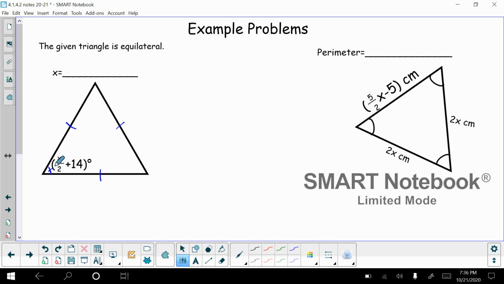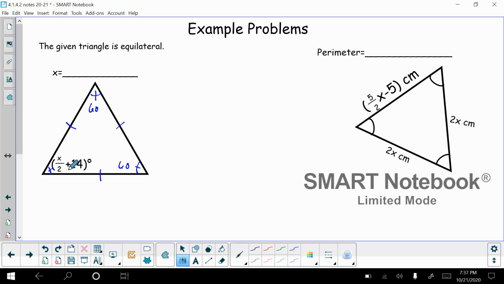So there's probably a couple of different ways you're thinking to do this problem, but I'm gonna try to give you the shortest way or the quickest way to do that. What is the measure of each angle? Each angle is 60 degrees, right? And so if each one is 60, I'm just gonna go ahead and set this equal to 60.